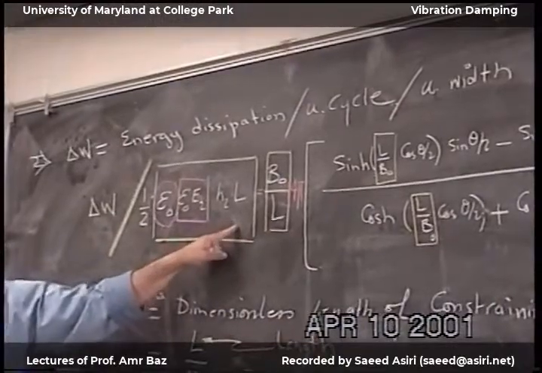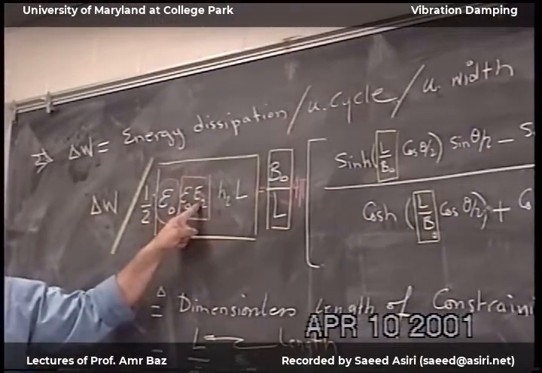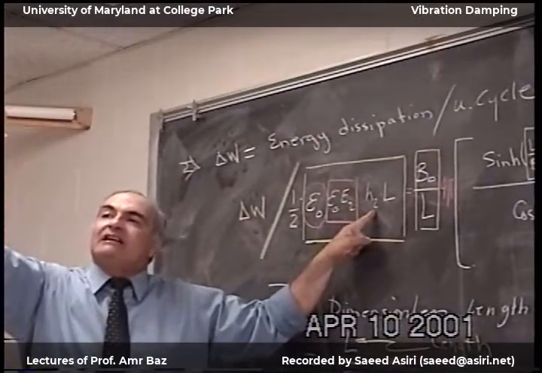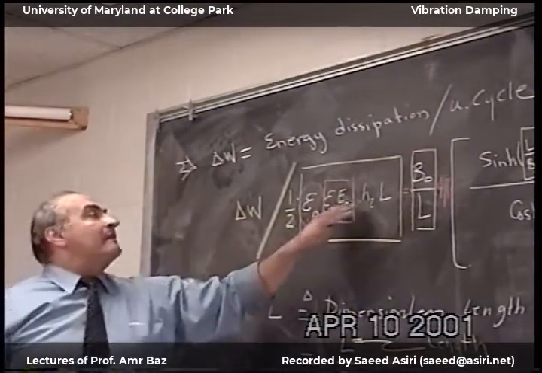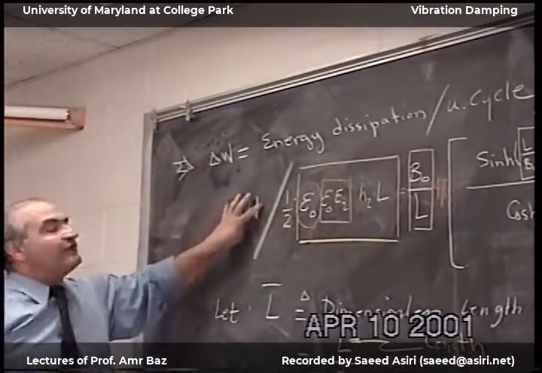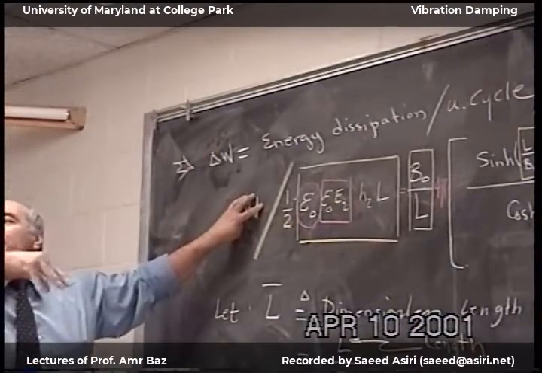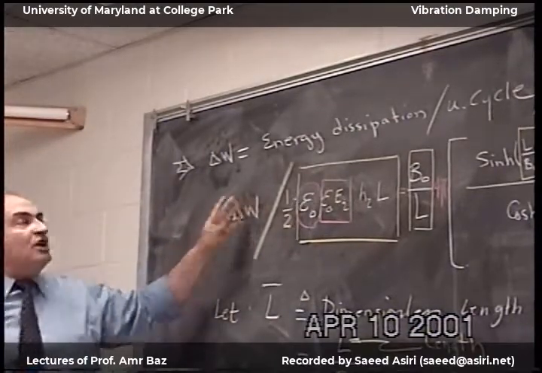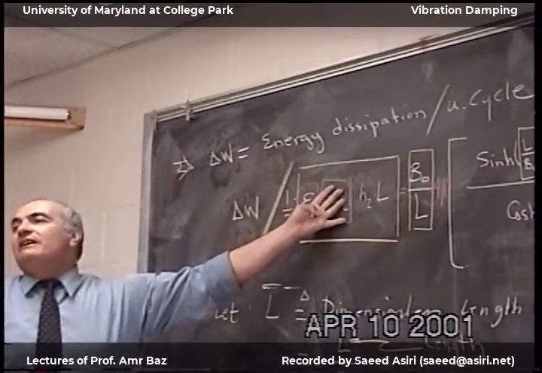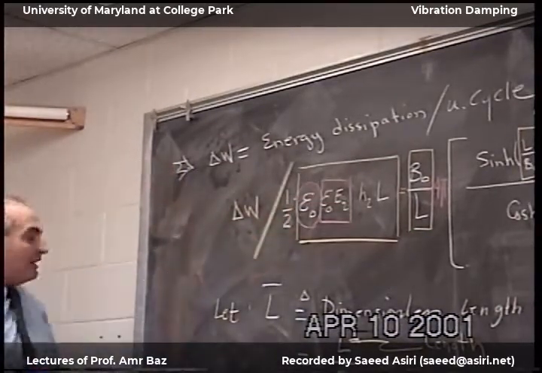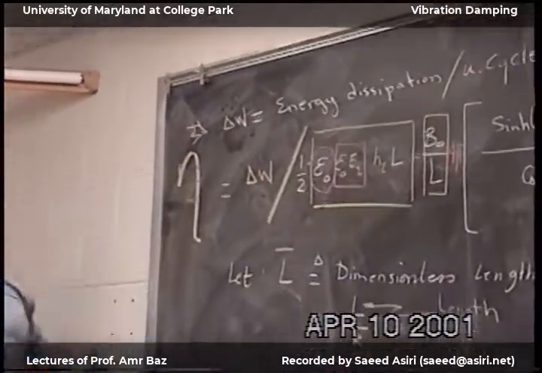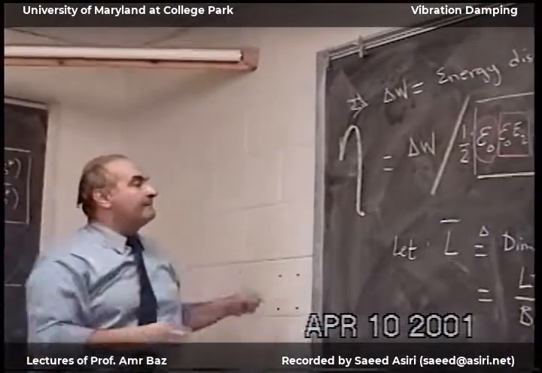This is Young modulus of the constraining layer. H2, the thickness of the constraining layer. So everything here is related to the stiffness of the constraining layer. Everything here is related to energy dissipation in the viscoelastic material. So this number is how much I dissipate for a given strain in the constraining layer. So I'm going to call this number another energy loss factor of the entire assembly.